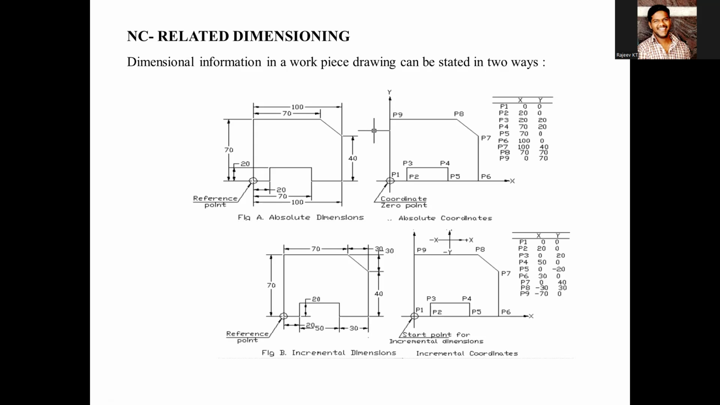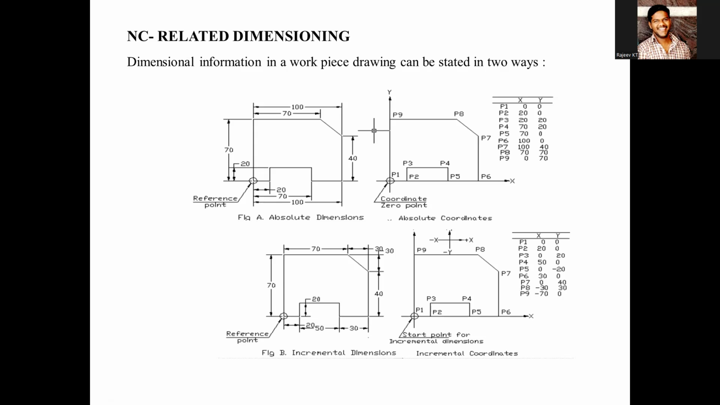Input parameters means we have to define the type of dimension. In this case, we come across mainly two types of dimensioning system. One is the absolute dimensioning system, and another one is the incremental dimensioning system.